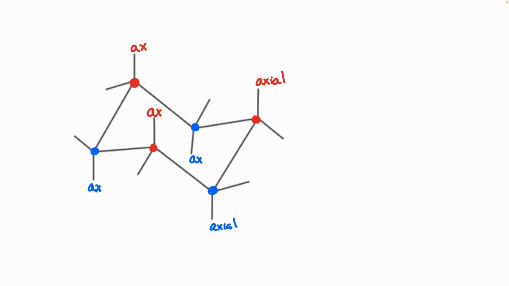All right, so every carbon in this ring has an axial position, a bond that is pointed straight up or straight down. Every other carbon is pointed straight up. Every other carbon is pointed straight down. Okay?